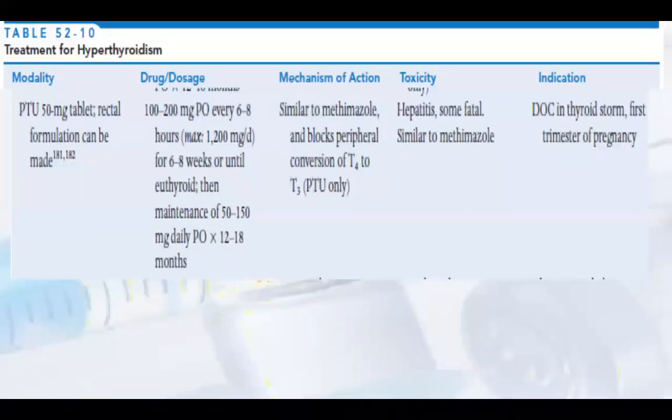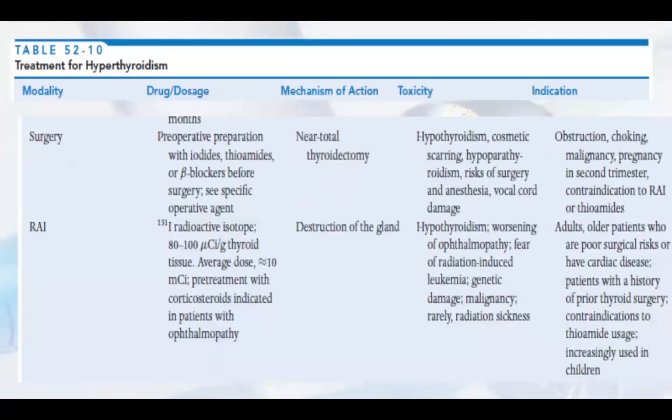Then there is the modality PTU, 50 milligram tablets. It can be given in a rectal formulation, and the drug dose is 100 to 200 milligrams per oral, and the mechanism of action you can read over there. Then toxicity may cause hepatitis. Indications you can see over there. The treatment for hyperthyroidism. Then go for surgery.